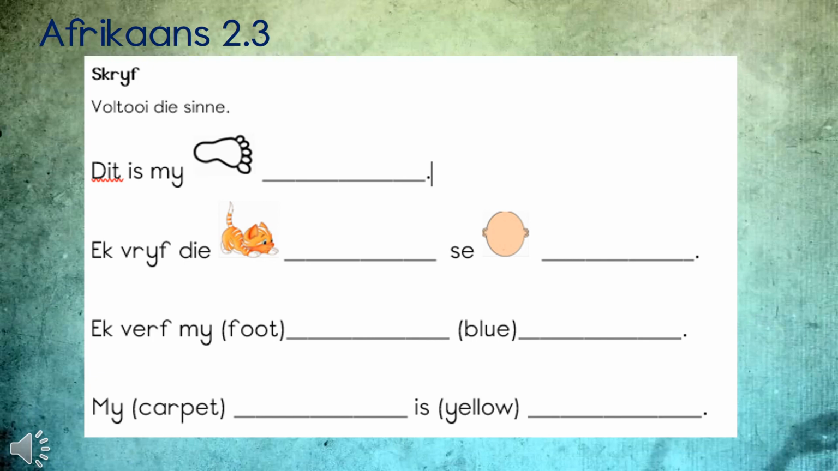The next one, ek verf my voet. What is that in Afrikaans? Blue. What is that in Afrikaans? The last sentence, my carpet, write the Afrikaans for carpet, is yellow. What is yellow in Afrikaans?